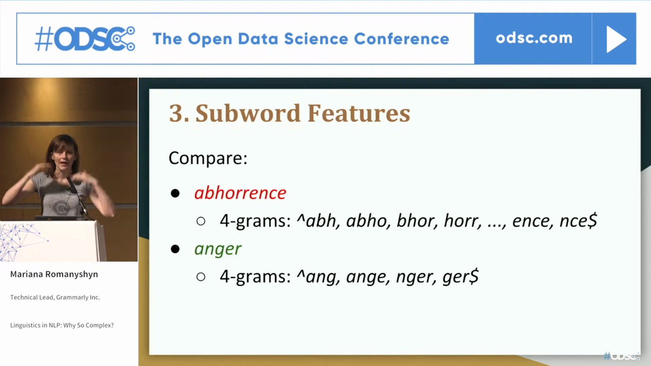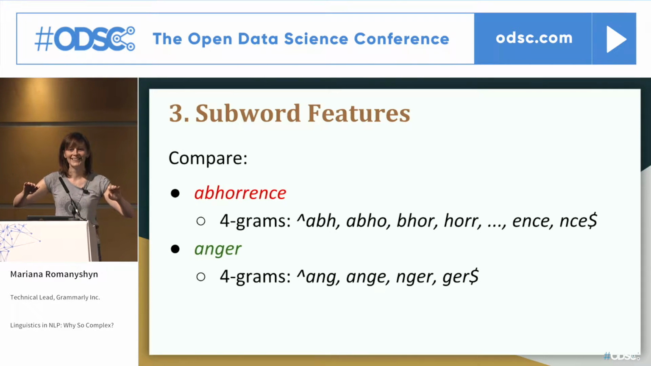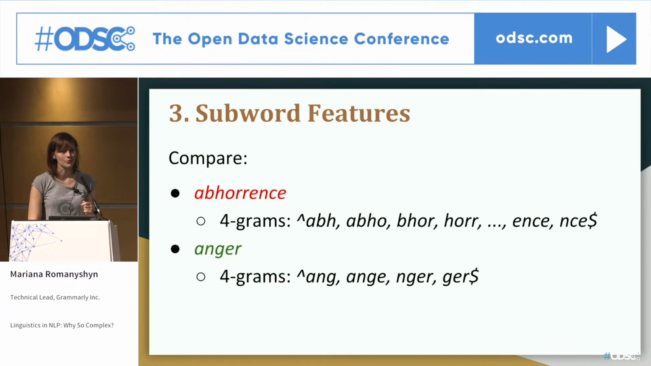Okay, let's go another level lower. What's another level lower? We have a word, then we have characters, then we have sounds, of course. So let's look at phonetics.